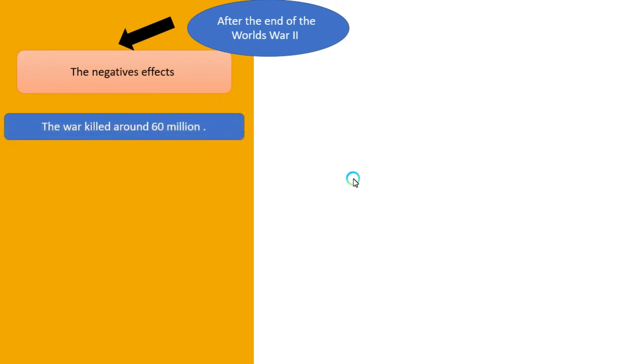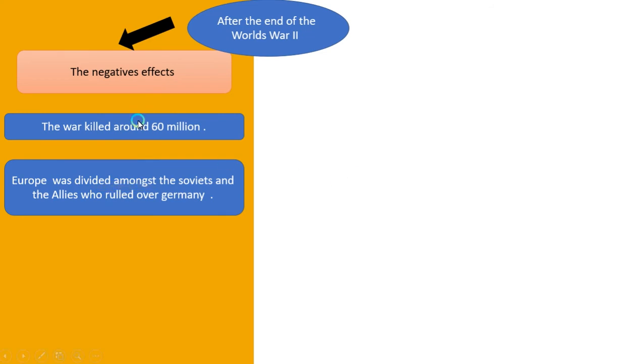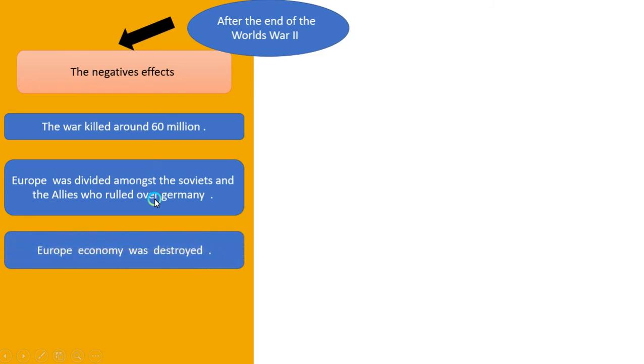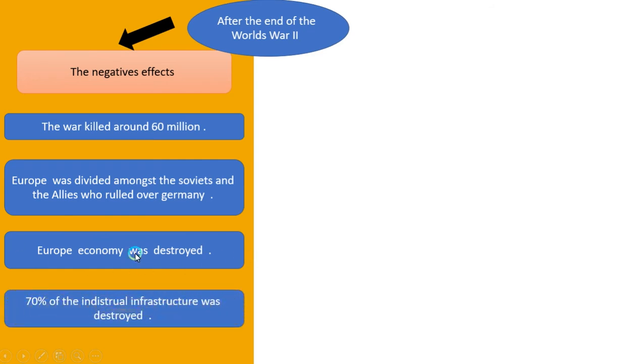After the end of World War II, there are many results. There are positive results, and also negative effects. Starting with the negative effects. The first negative effect: the war killed around 60 million people, soldiers and innocent people also. Europe was divided between the Soviets and the Allies who ruled over Germany. After that, Europe's economy was completely destroyed after the Second World War. 70% of the industrial infrastructure was destroyed too.